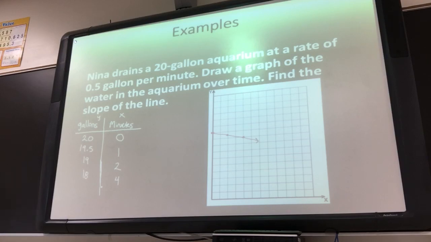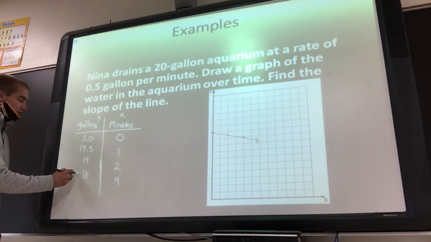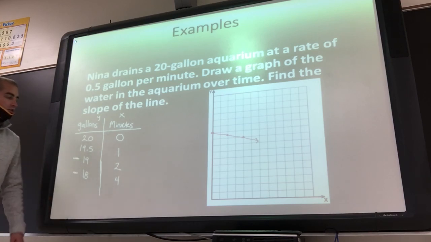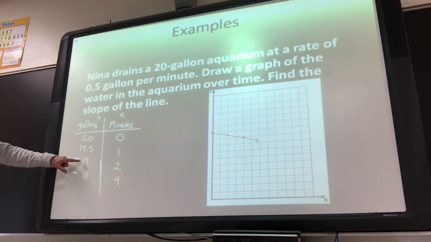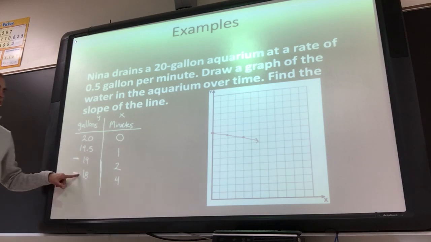So let's pick those 2 points on the graph. What 2 points do you think would make our subtraction easier? 1 and 2? All right. I actually think 2 and 4, because there's no 0.5s in the 2 and 4. So let's do 2 and 4. So let's pick those 2 points. Okay, so the y value would be 19 minus 18.